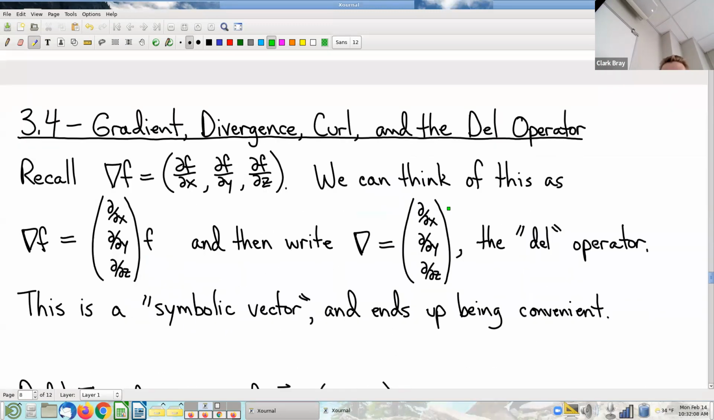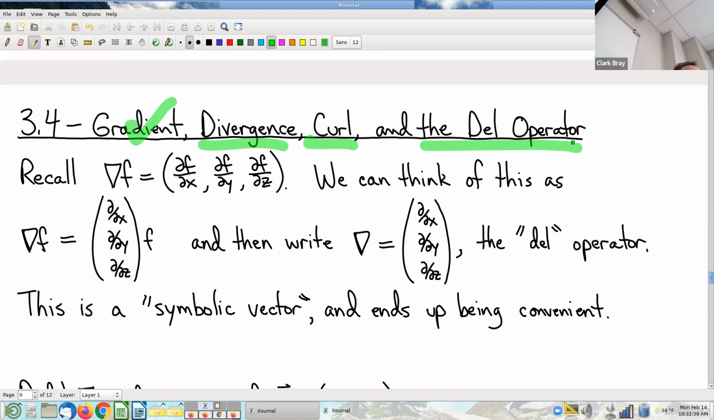Okay, so section 3.4 is going to introduce some ideas that are going to be really, really important later in the course. When we get into chapters 6 and 7, these are going to be huge, right? Of course we've already seen gradient, but divergence and curl and the del operator are going to be really, really important when we get into chapters 6 and 7.